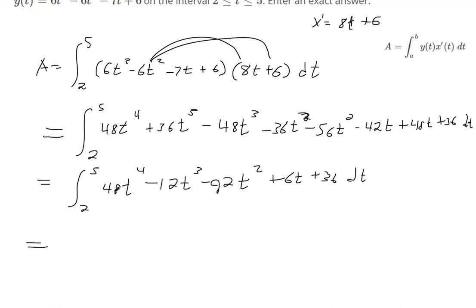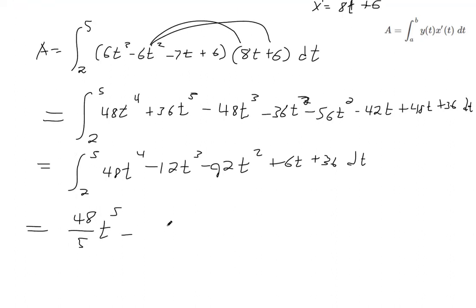And then we have to go term by term. So 48 over 5 t to the fifth minus, ooh, this one's nice. They were really generous with us here. That's 3t to the fourth, so that when I take a derivative, it turns back into this term. And 92, that doesn't simplify. We find the antiderivative. This is 3t squared plus 36t.